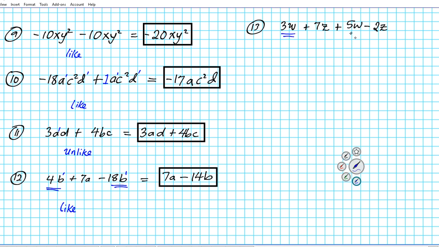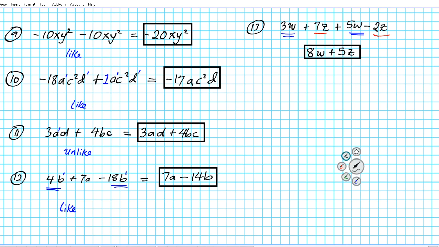3w and 5w are like terms, so you can combine them. And then 7z and 2z are like terms. Alrighty, so let's go ahead and do it. So 3w plus 5w, you add the coefficients, 8, bring down the variable, plus the z's, 7 minus 2 is 5, positive 5, and then you bring down the variable z. Okay, so there goes the answer to question number 13.